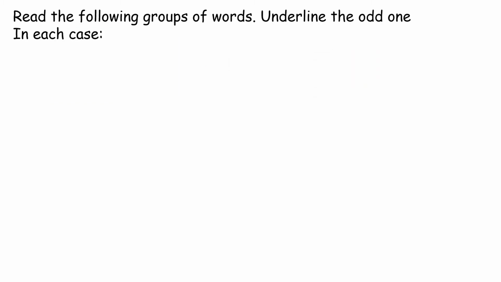Read the following groups of words. Underline the odd one in each case. Now here you have to underline. All along we were crossing it or circling it. Here you have to underline it.